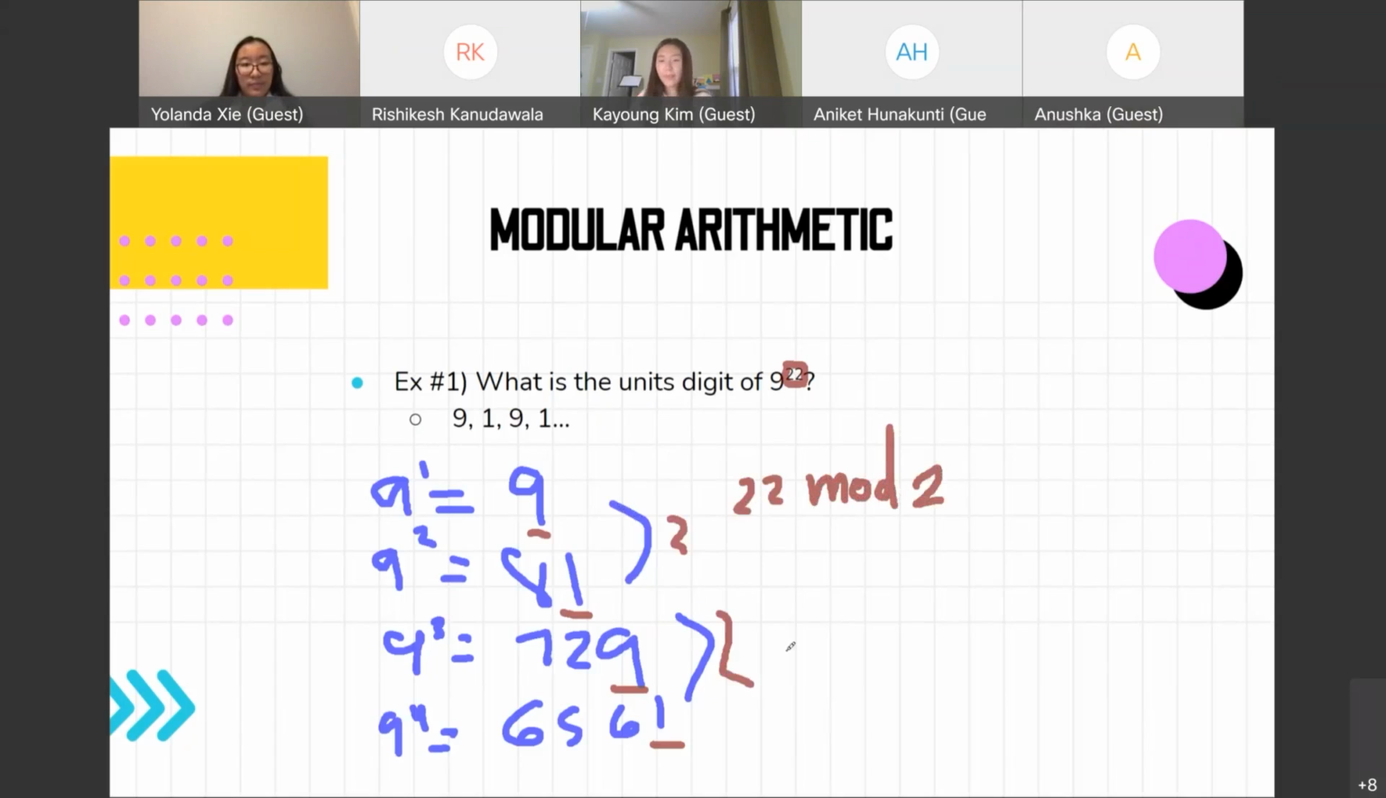Oh, okay. I'm pretty sure the answer is 1. Yeah, you're correct. The answer is 1. So 22 mod 2 is going to be 0. And then if it's 0, you go to the last thing in the pattern. So our pattern is 9, 1, so the last thing in our pattern is 1. And that's our answer. So if it was 9 to the 23rd power, then you would do 23 mod 2, and you get a remainder of 1. And then in that case, you know the units digit is going to be 9, because that's the first thing in the pattern.